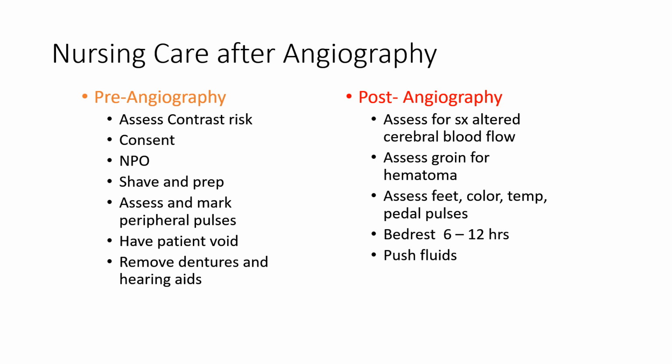You want to remove their dentures and hearing aids, and we may give them some kind of renal protection medications, such as Mucomist, if they have some kidney impairment, before they go, to protect their kidneys. After the angiography, you want to assess them for symptoms of altered cerebral blood flow. And again, this would just be your plain old neuro assessment, where you go into the Glasgow Coma Scale, you go into further assessment if you need to. You want to assess their groin for hematoma.